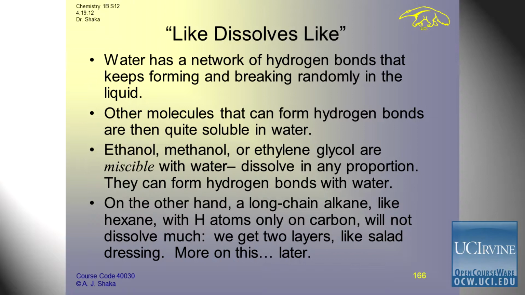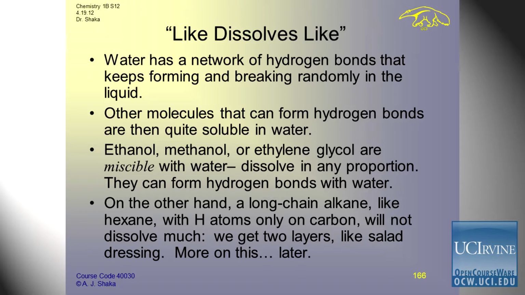So ethanol, methanol, ethylene glycol, they're miscible with water, right? What do they have? Ethanol has a hydrogen bond. Yeah, it has an aliphatic region, but it also has that OH group, right? And that forms hydrogen bonds with water. And so it can dissolve. Same thing with ethylene glycol or methanol, forming those hydrogen bonds.